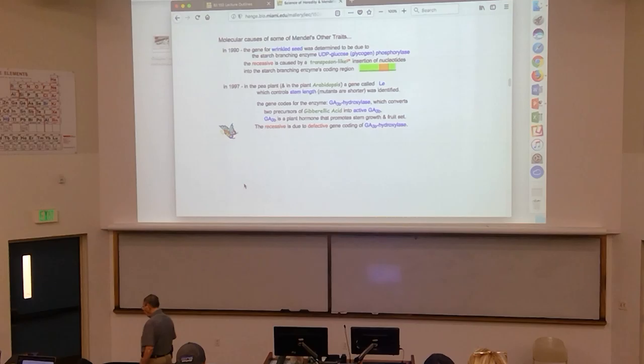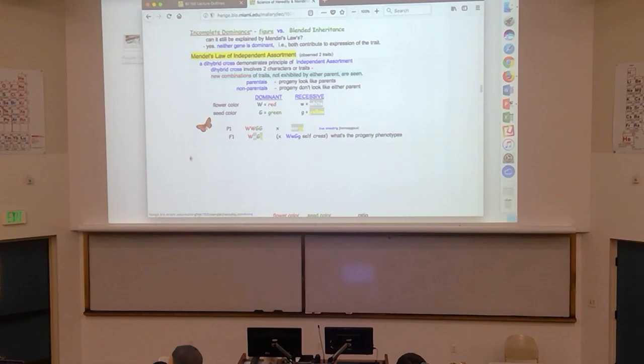Now, one of the other things that Mendel looked at was stem length. It turns out that character is due to the presence of a particular hormone called gibberellic acid. Gibberellic acid is produced by an enzyme called GA3B hydroxylase, which converts a precursor into that hormone. That hormone stimulates cell elongation and growth and makes tall plants. The mutational event turns out to be a defective gene coding for that enzyme, which ends up giving you dwarf plants. Most of the recessive characters we're going to look at are due to a mutation in the protein produced by a defective gene in one way or another.